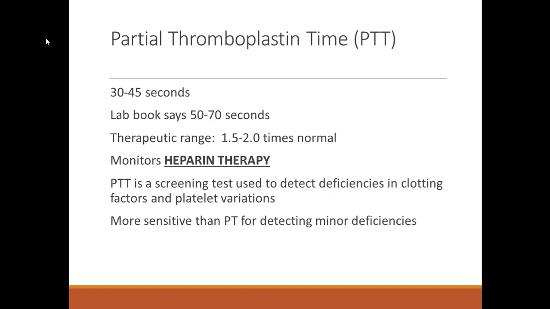Partial thromboplastin time. This is more for a heparin therapy to see where the heparin has these folks at. PTT has 30 to 45 seconds. I know a lab book says 50 to 70 seconds. So we just kind of go by what our lab says when we're working out in the field. We want this 1.5 to 2 times the normal when they're on heparin, to make sure that their blood is thinner.